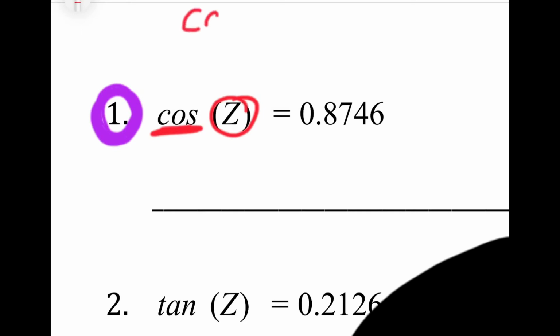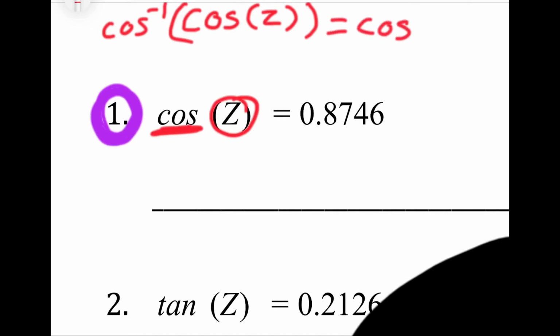Well, to take the inverse, we're going to have cosine of Z. We're going to take that whole thing and take the inverse cosine of it. And what we do on one side, we have to do to the other.